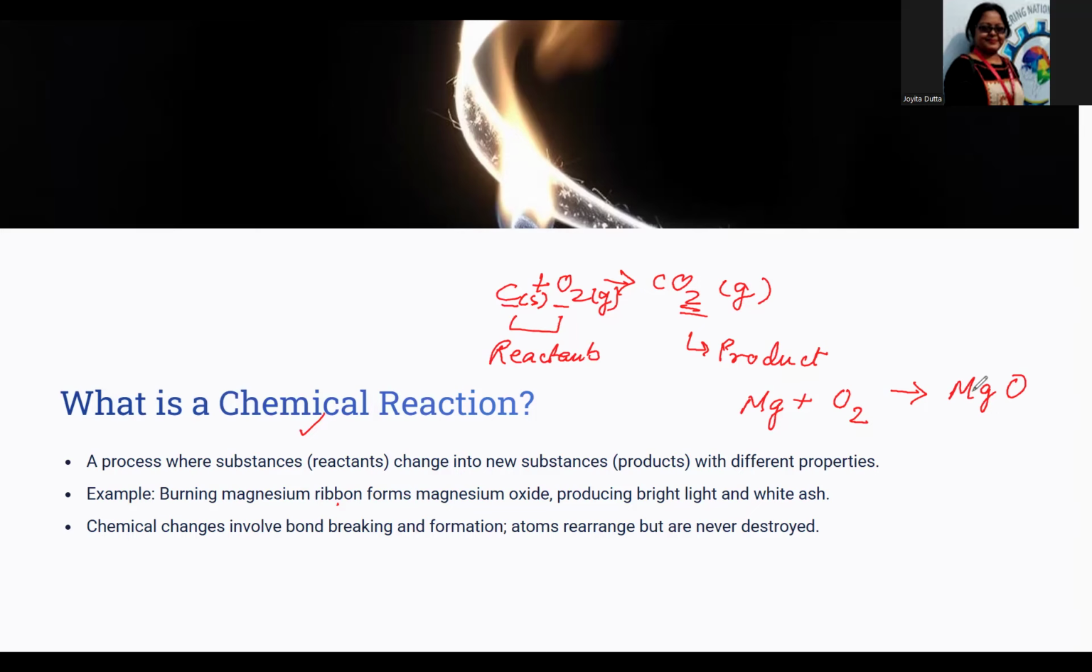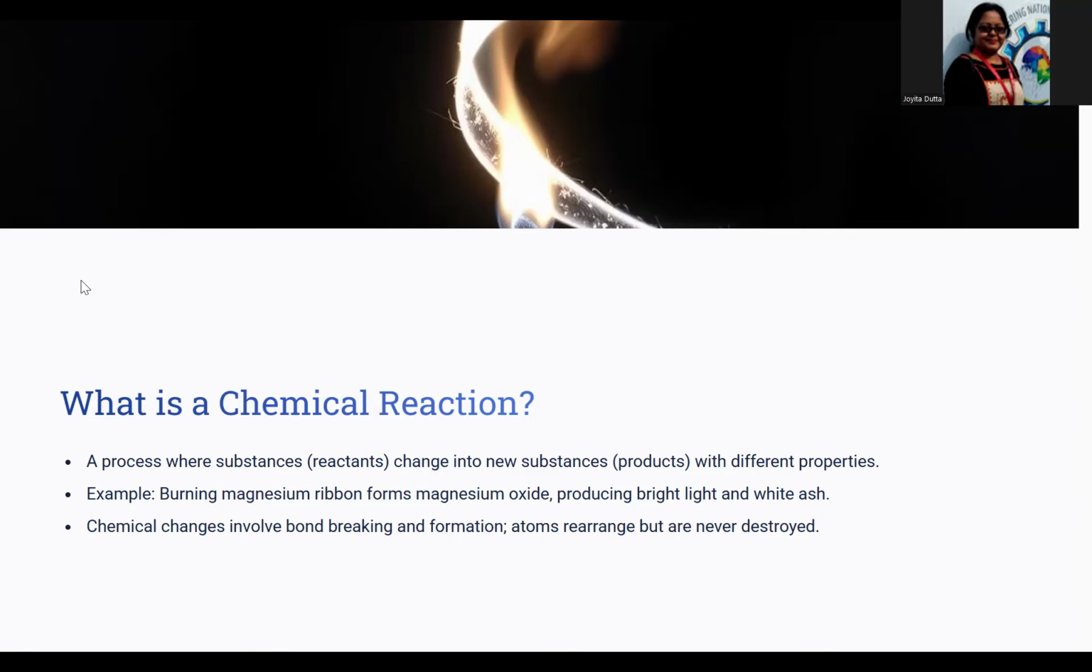Chemical changes involve bond breaking, formation, and atom rearrangement, but matter will never get destroyed. So what we have here is conservation of mass. What is conservation of mass? Conservation of mass says that the amount of a substance in the reactant will be the same as that in the product.